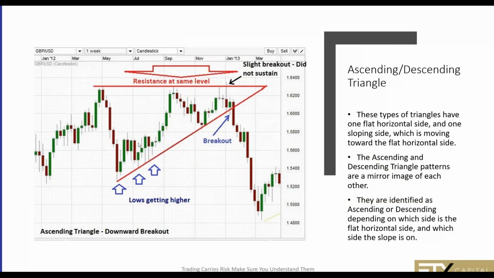So these types of triangles have one flat horizontal side and one sloping side, which is moving towards the flat horizontal side. The ascending and descending triangles are mirror images of each other. They are identified as ascending and descending depending on which side is the horizontal side and which side the slope is on.